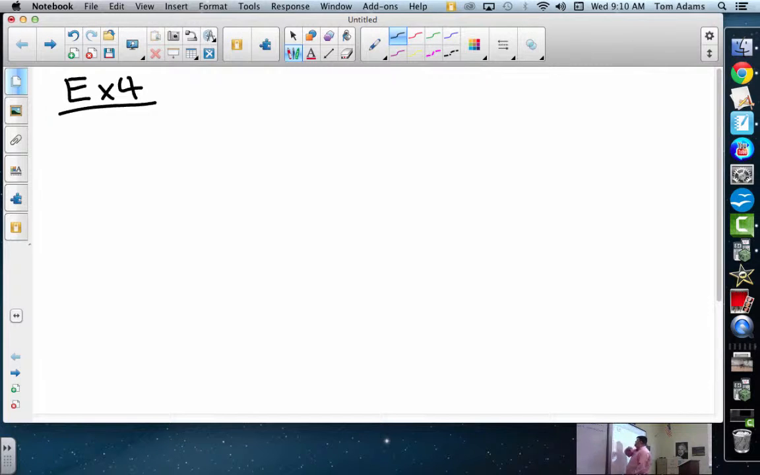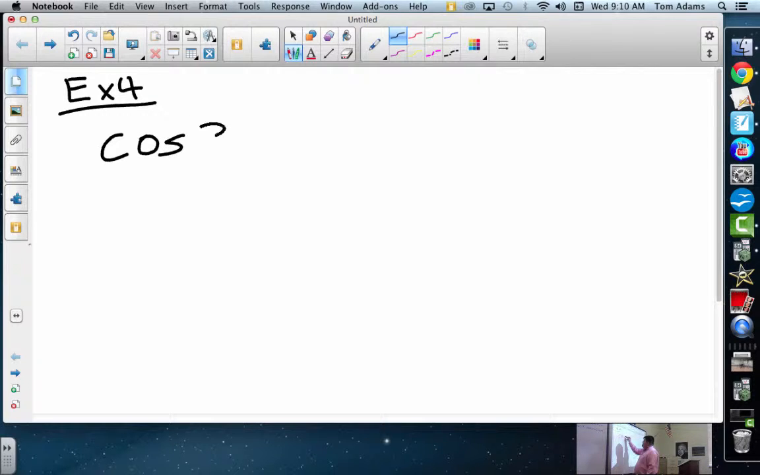So in example number 4 from our textbook, let me read it to you guys out loud. It says, getting an exact answer on a calculator. So we want the cosine of 30 degrees. And we want the exact value.